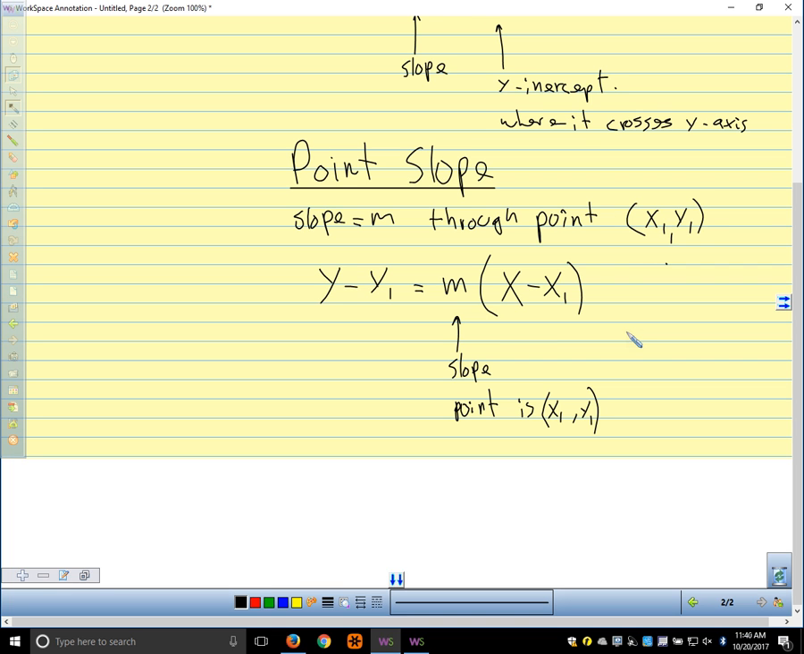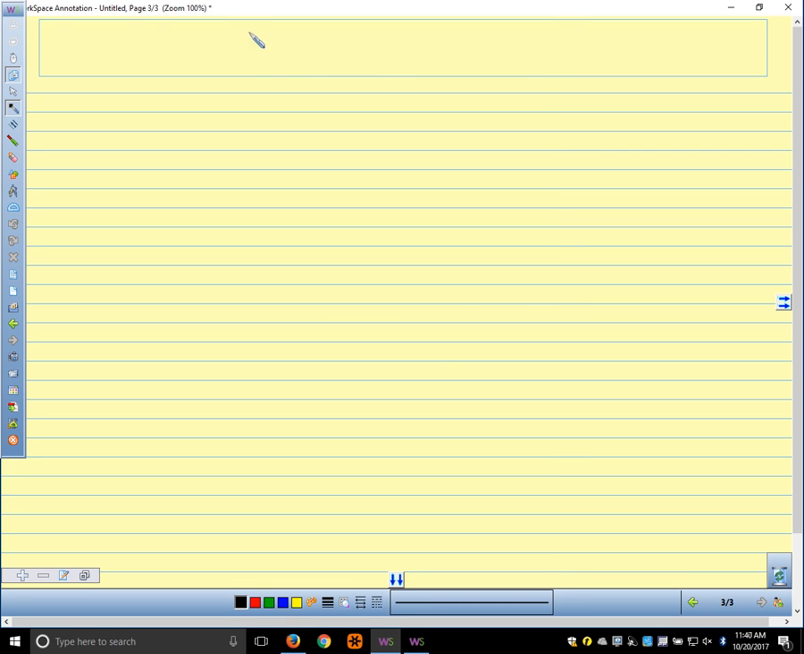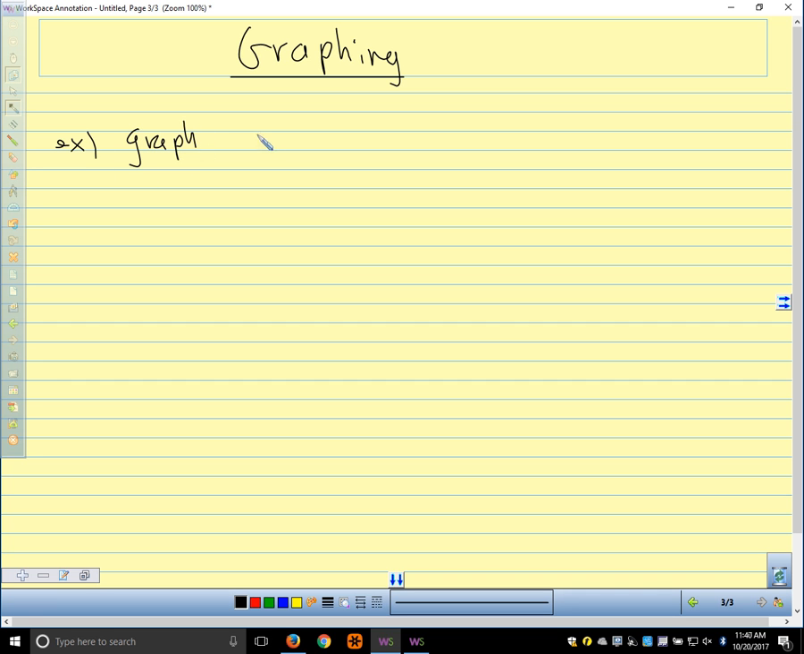All right, so I just want to sketch a couple of graphs, for just a reminder of how we go about graphing lines. And then we'll be done. So I just want to go through a couple of examples. So we want to graph y equals 1/2 x minus 1.